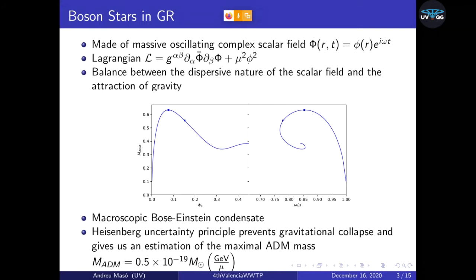Another property of boson stars is that the maximal ADM mass of these objects is inversely related with the mass of the constituent boson. Thus, if we want a stellar mass boson star, ultralight bosons with mass below 10 to the minus 19 gigaelectronvolts have to be provided. In order to form a massive object, these ultralight bosons have a very large occupation number. So boson stars are basically macroscopic Bose-Einstein condensates.